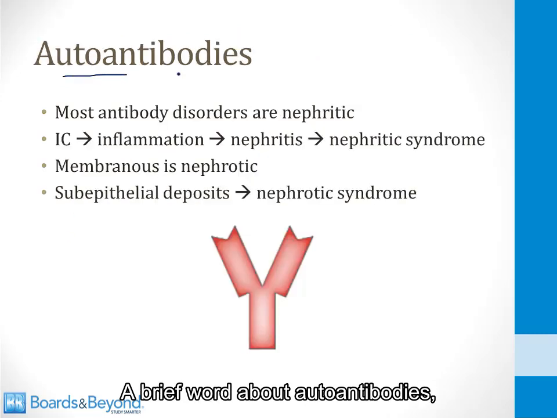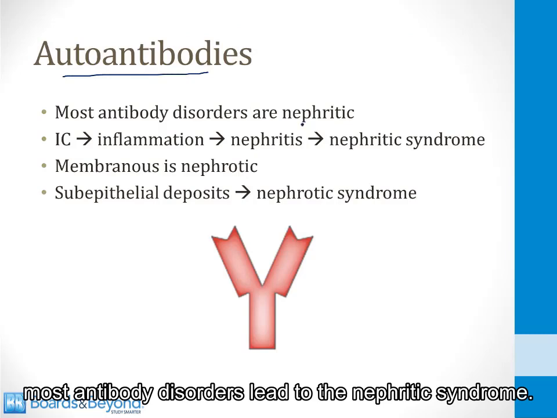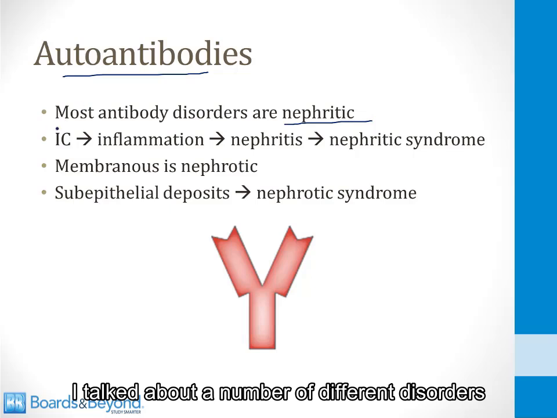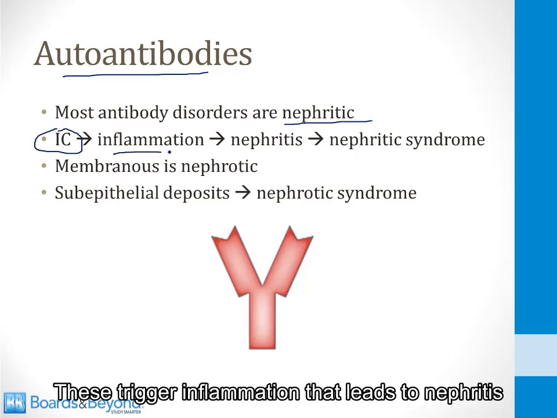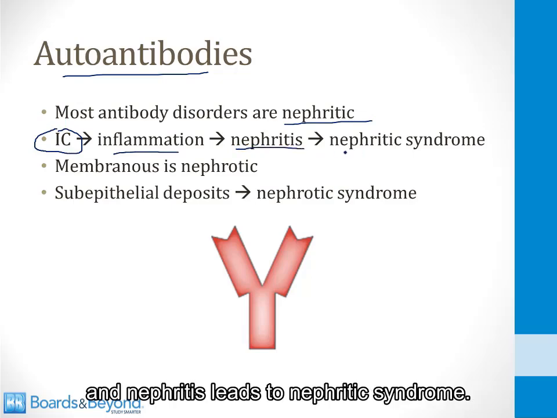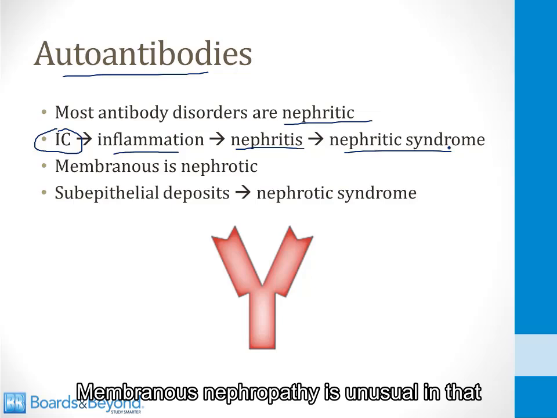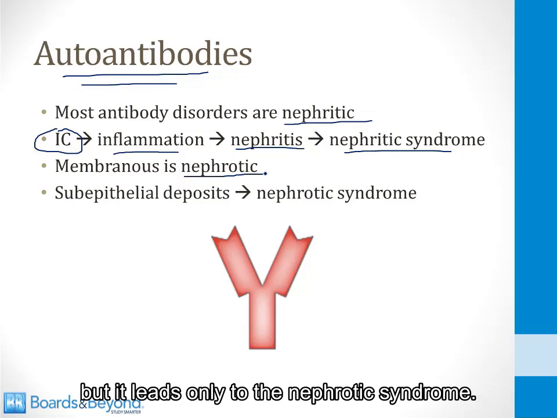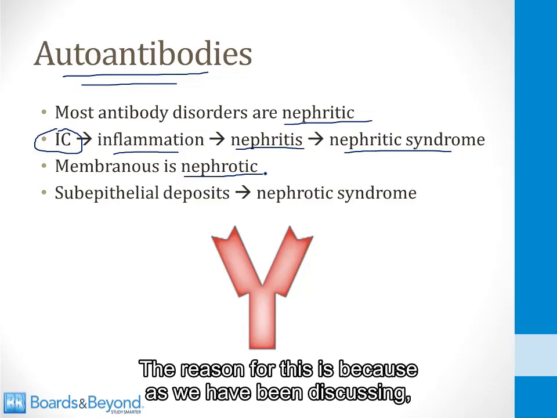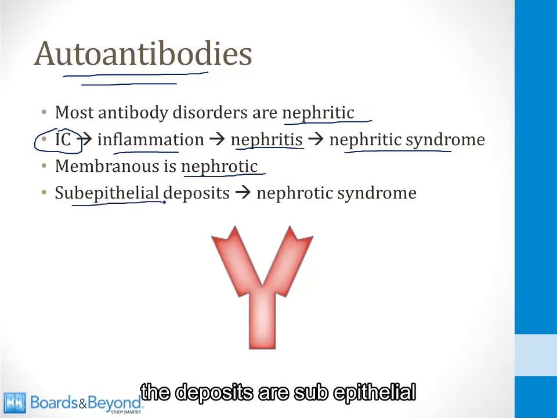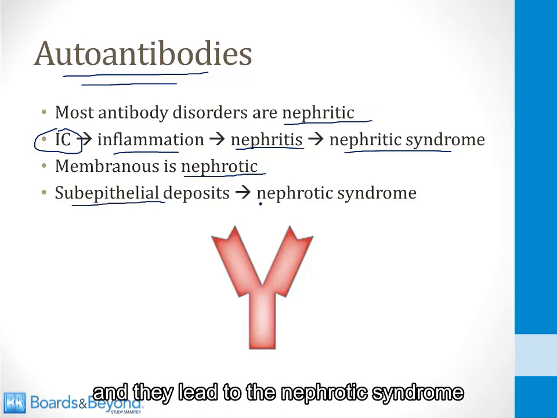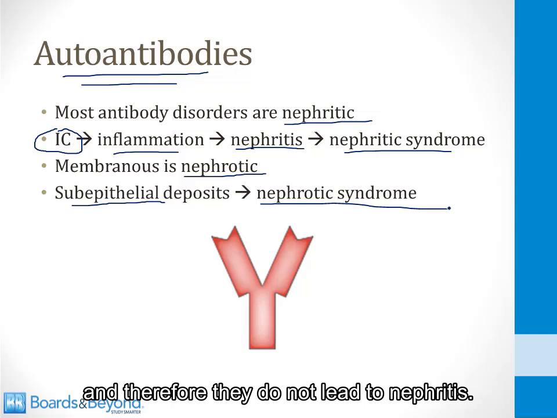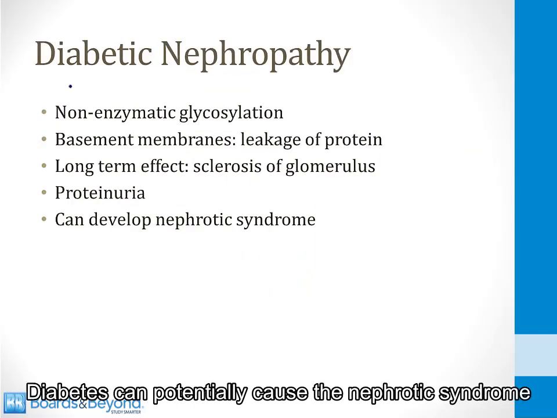Brief word about autoantibodies. Most antibody disorders lead to the nephritic syndrome. In the video on the nephritic syndrome, I talk about a number of different disorders where immune complexes form. These trigger inflammation. That leads to nephritis, and nephritis leads to the nephritic syndrome. Membranous nephropathy is unusual in that it involves autoantibodies, but it leads only to the nephrotic syndrome. The reason for this is because, as we have been discussing, the deposits are subepithelial, and therefore they disrupt the podocytes and they lead to the nephrotic syndrome, but they do not trigger inflammation, and therefore they do not lead to nephritis.